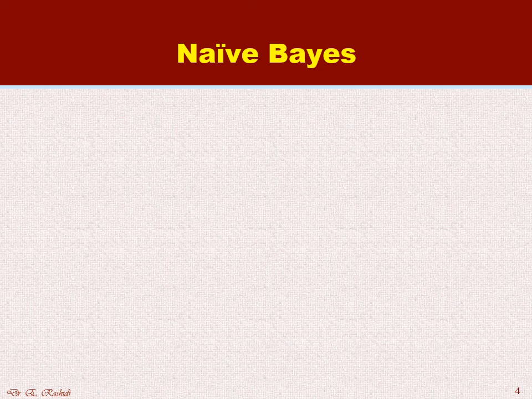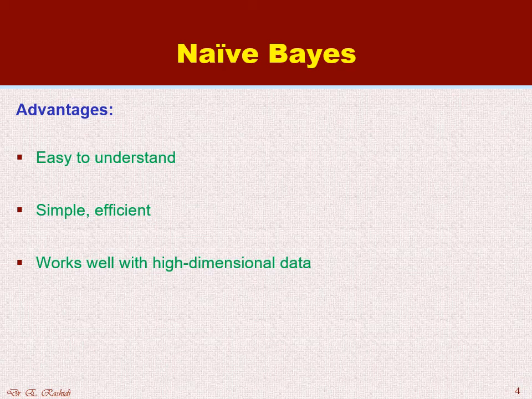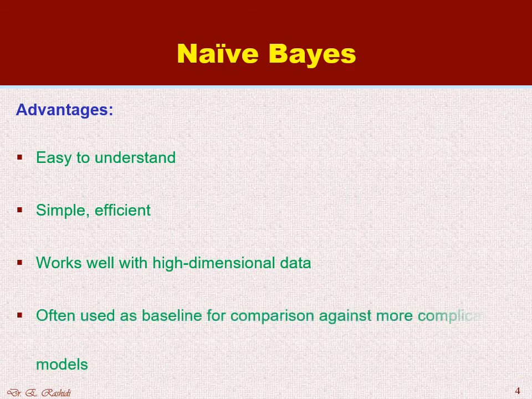Let's now see the advantages and disadvantages of naive Bayes algorithm. Starting with the advantages of the algorithm. As you saw, naive Bayes algorithm and Gaussian naive Bayes algorithm particularly are easy to understand and also simple and efficient. They work well with high dimensional data, and oftentimes they are used as a baseline for comparison against more complicated models.